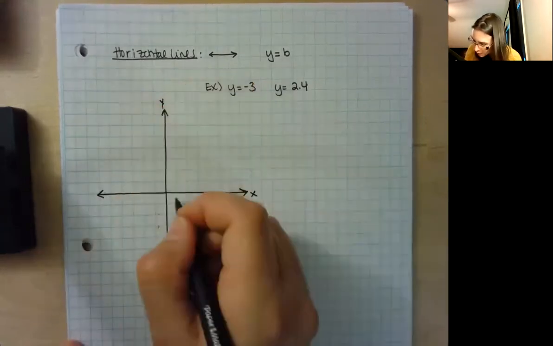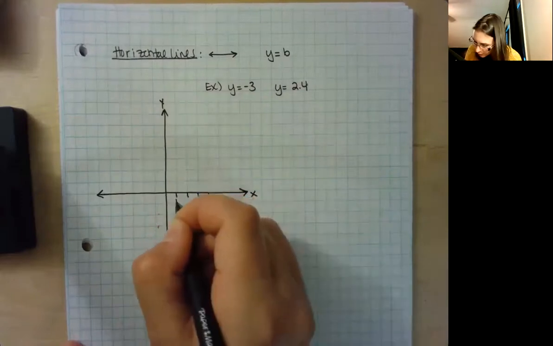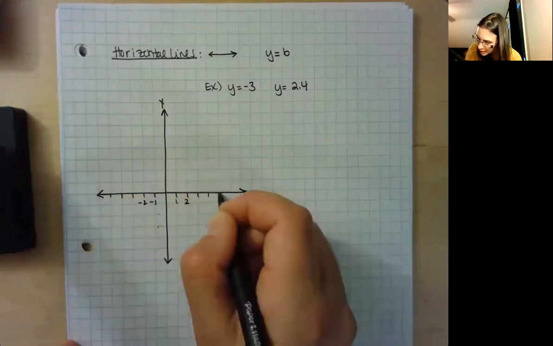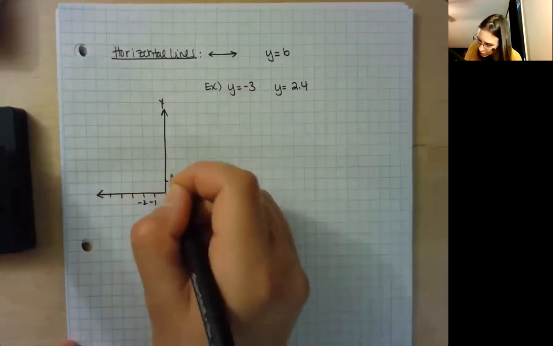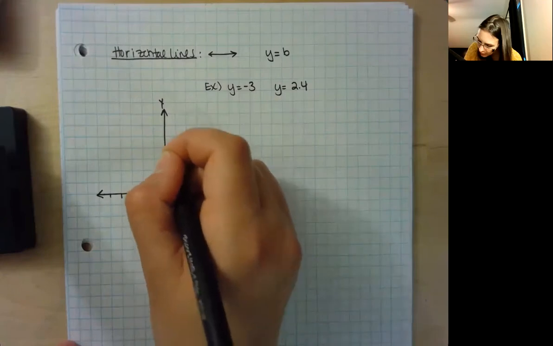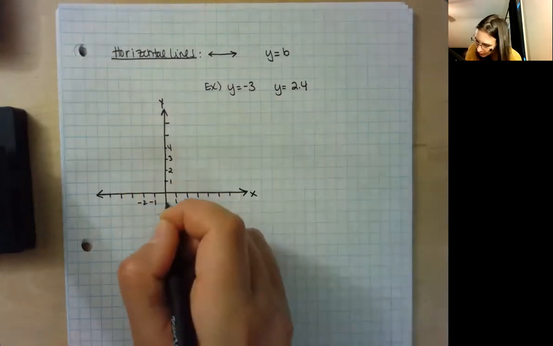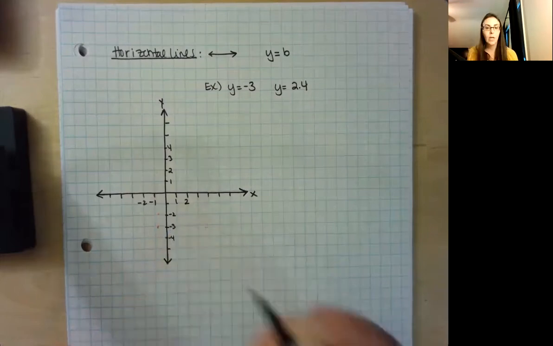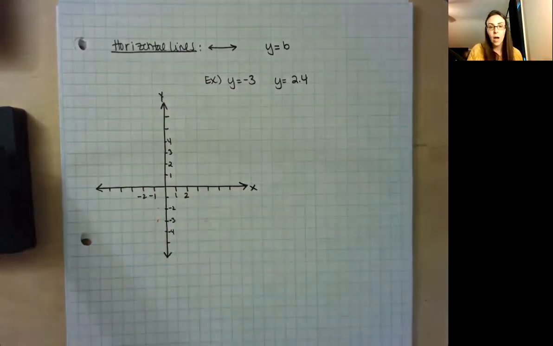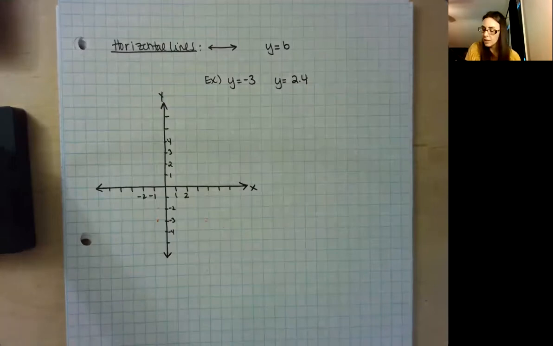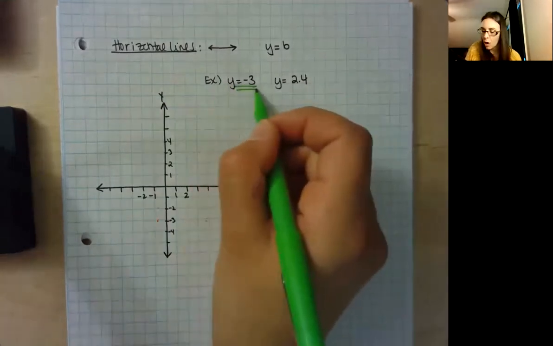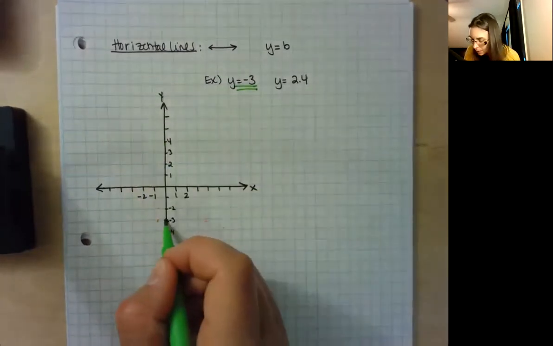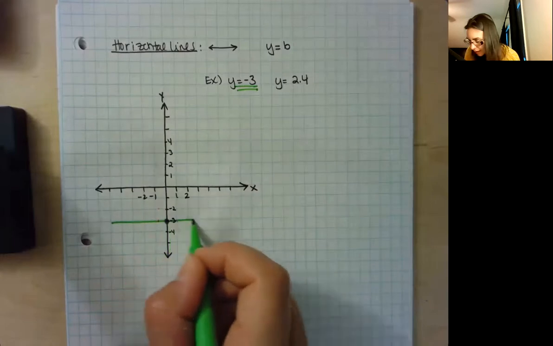So here, 1, 2, 3, 4, -1, -2, etc. So all those points are still on your axes. Then here you have 1, 2, 3, 4, etc. -1, -2, -3, -4, etc. So what you're going to do is the same idea, but the opposite direction. So you're going to find y equals -3 on your y-axis. And then you're going to draw a horizontal line right through it.